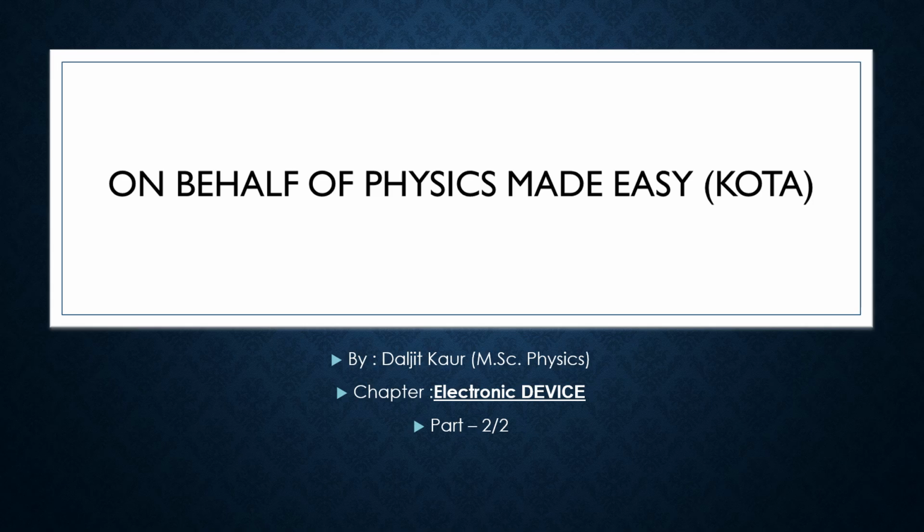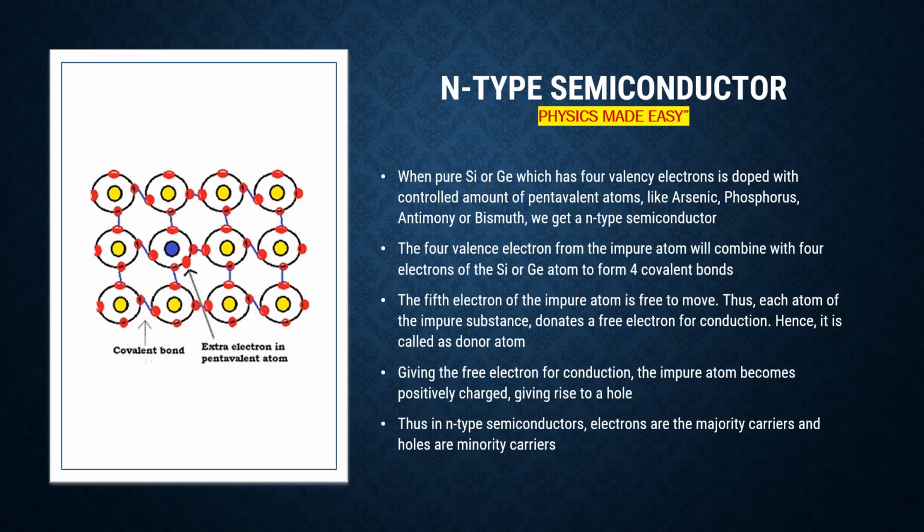We already studied the extrinsic semiconductor, and we know that extrinsic semiconductors are of two types. The first type is the n-type semiconductor. So how are n-type semiconductors formed?